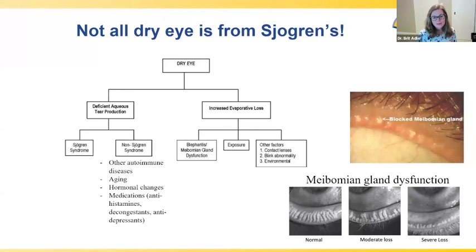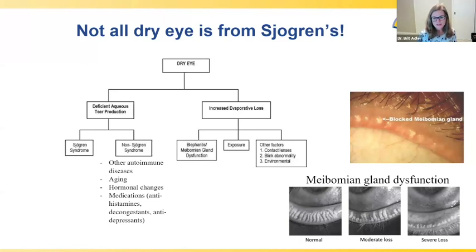The other cause of dry eye is increased evaporation from the eye. In this case, your body is actually producing enough tears. It's just evaporating faster than it should be. The most common cause of this is meibomian gland dysfunction. We all in our inner eyelids have these glands called meibomian glands. These glands are responsible for secreting oil into the tear film. And if you have dysfunction of these glands or they become blocked and you have less oil secretion in the tears, this will lead to increased evaporative loss as well.